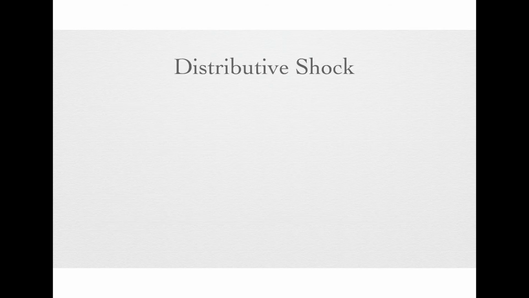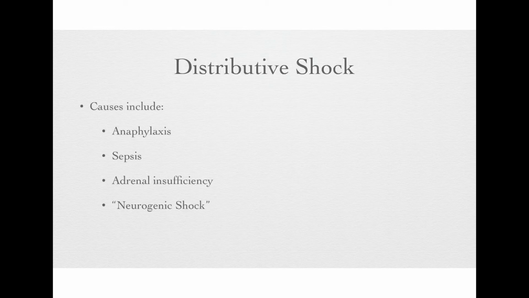Finally, there's the category of distributive shock. Causes of these include anaphylactic shock, sepsis, adrenal insufficiency, and a set of conditions called neurogenic shock, where the sympathetic nervous system is impaired as a result of spinal cord injury, and this leads to the inability of the blood vessels to vasoconstrict in response to stress.